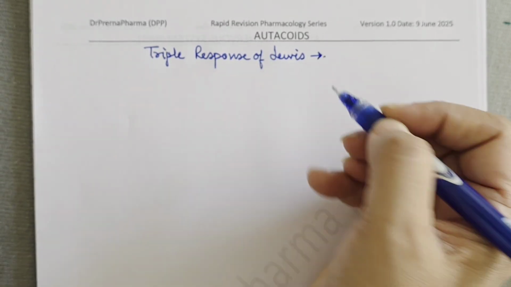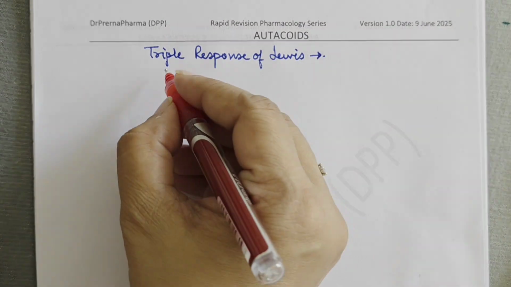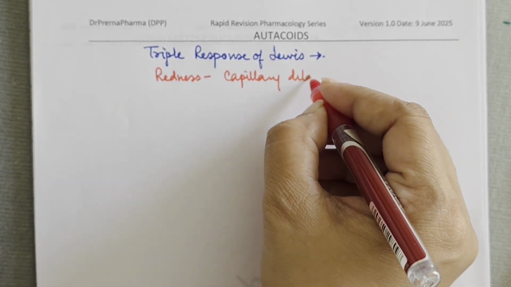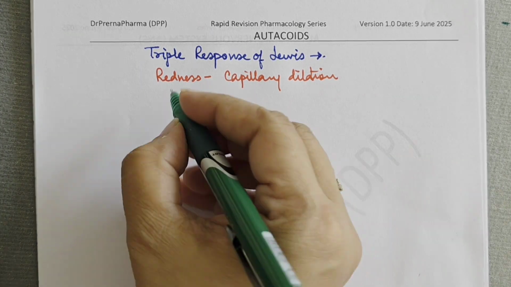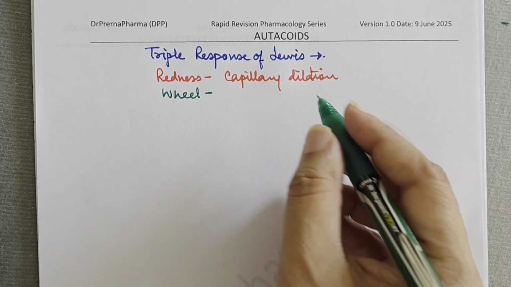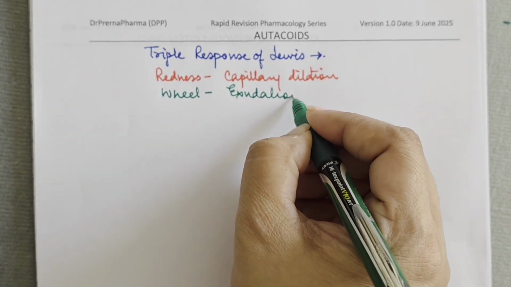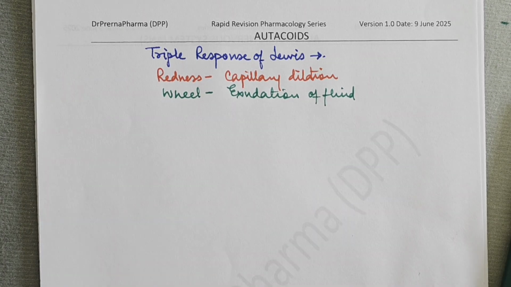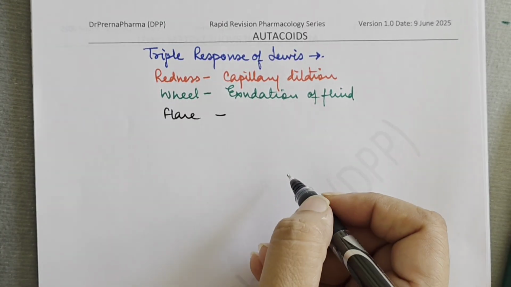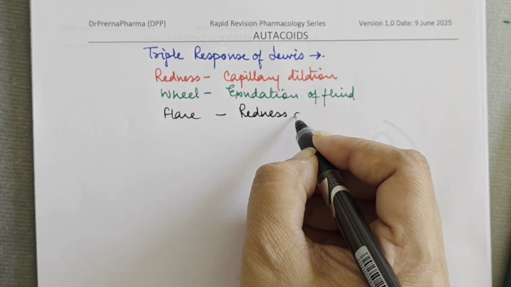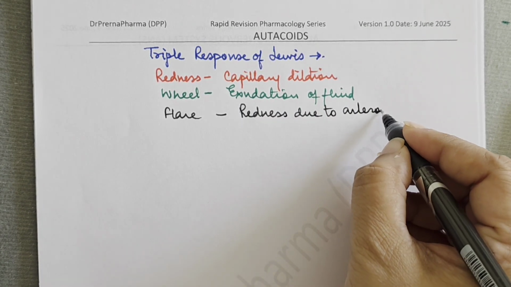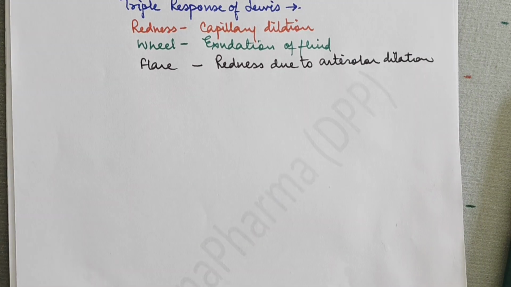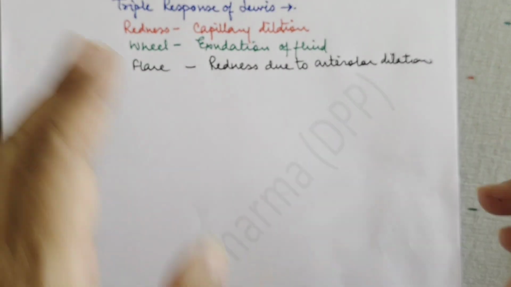Next हम समझते हैं what is triple response of Lewis. कई बार इस पे questions आ सकते हैं that following are the features of triple response of Lewis. So please understand redness is because of capillary dilation. Okay. Wheal is because of exudation of fluid, right? And flare is because of redness due to arteriolar dilation. So this is the triple response of Lewis, which is seen in response to histamine.